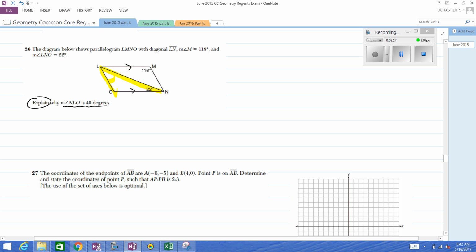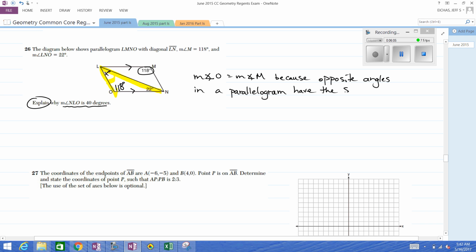Well, let's take a look here. Since that's 118, we could use this as 118, and we can call that x. Let's start with, all right, the measure of angle O equals the measure of angle M, because opposite angles in a parallelogram have the same measure or are equal. Or congruent, whatever you want to say.